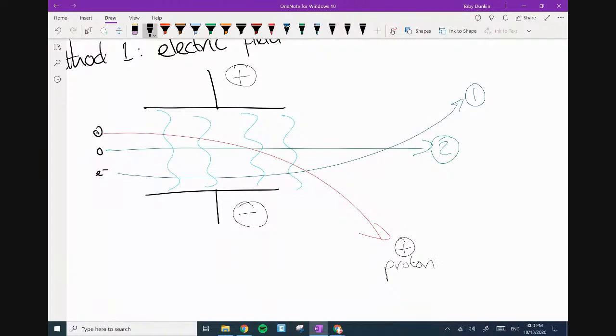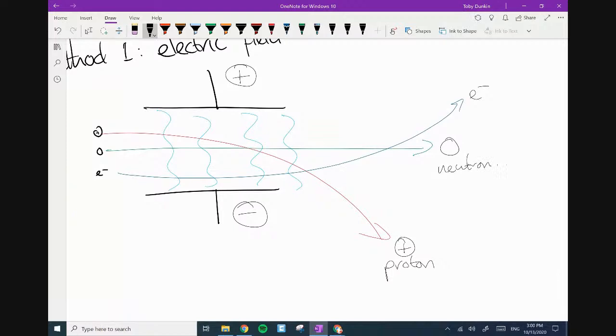The electron is the exact opposite. The electron is going to be attracted to the positive plate and repelled from the negative. The neutron has no attraction at all and so passes straight through. So we can now separate these particles using an electric field.